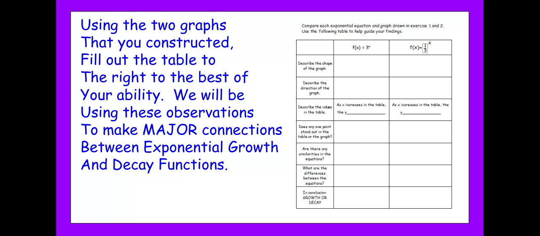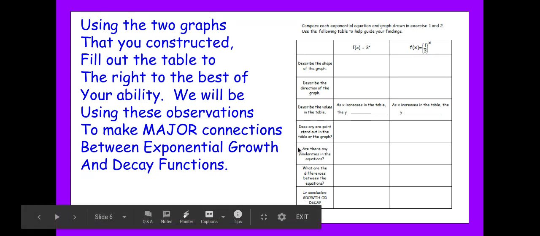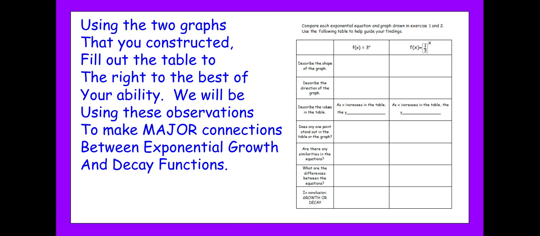Describe the shape of the graph. Describe the direction of the graph. What do you notice about the tables? Is there anything that stood out? Are there any similarities in the equations? Are there any differences? And do you think this would be a growth or decay equation? These are things I want you to fill out and see if you get correct.